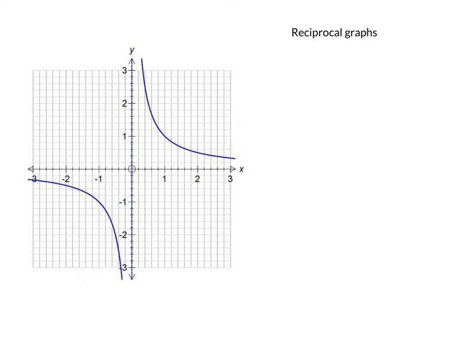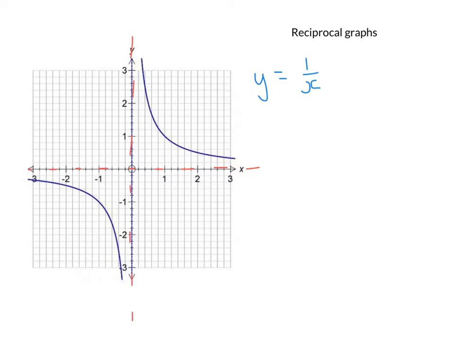This here is an example of a reciprocal graph. This is actually the graph of y equals 1 over x. And you can see that there's something called asymptotes here. Now, asymptotes, there's an asymptote here, an asymptote here.